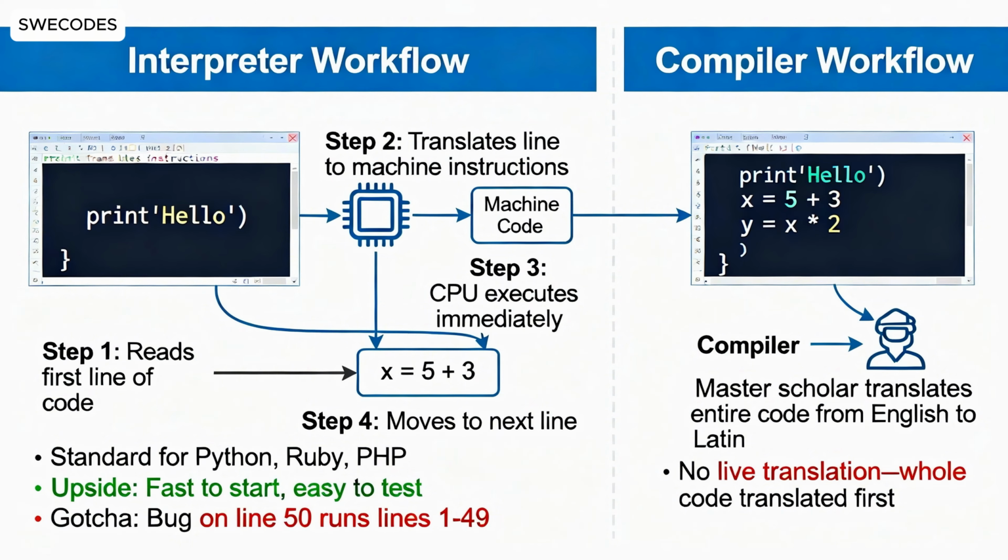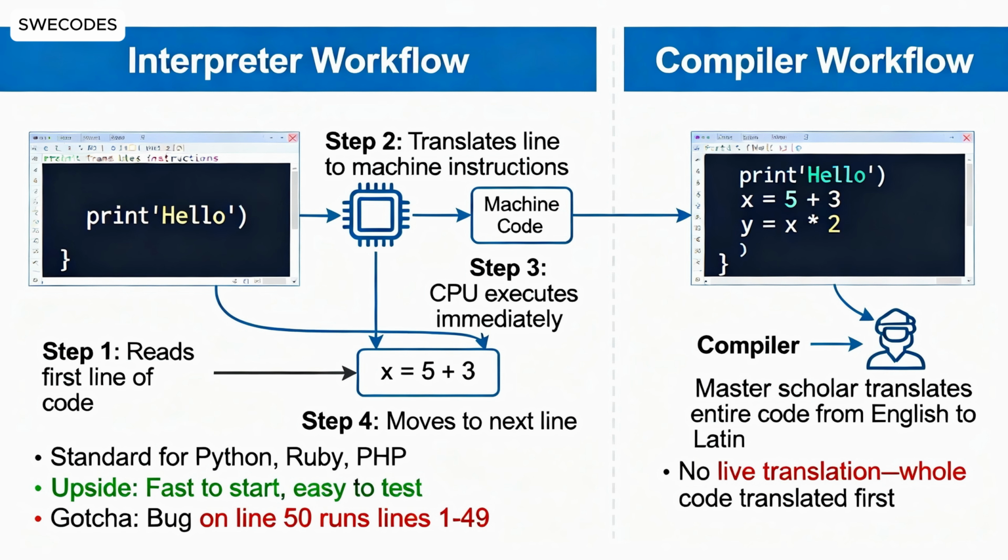Step 1. It reads your first line of code. Step 2. It translates just that one line into machine instructions. Step 3. The CPU executes those instructions immediately. Step 4. It moves to line 2 and repeats the process. This line-by-line model is standard for languages like Python, Ruby, and PHP. The upside? It's fast to start and easy to test. The big gotcha? If you have a critical bug on line 50, your program will run perfectly through lines 1 to 49 every single time before it finally fails. This can waste a lot of time during execution.